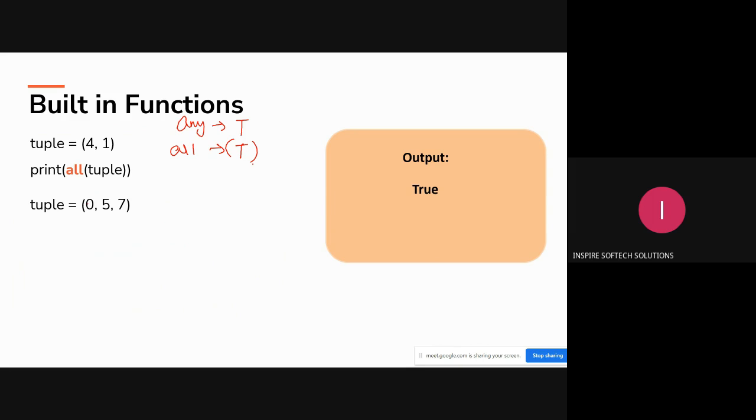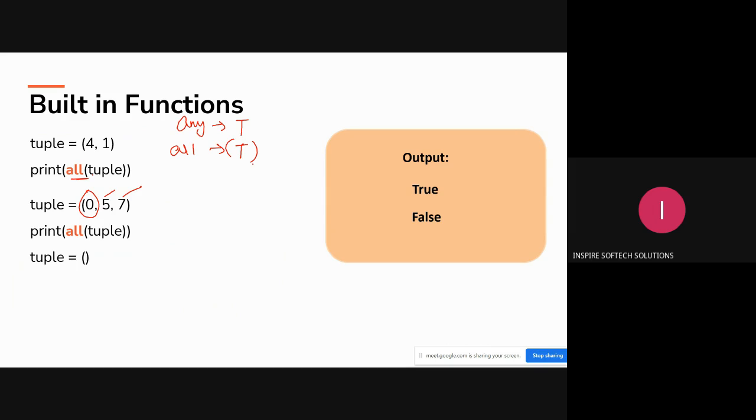Now see here 0 comma 1 comma 5 comma 7. 5 is going to be a true value, and 7 is going to be a true value. Is 0 a true value? No. So with all, if one of the conditions fails, my answer is going to be false. Is it simple to remember?